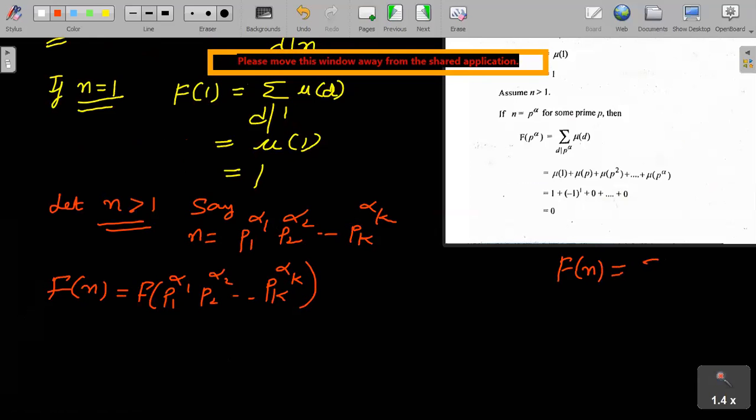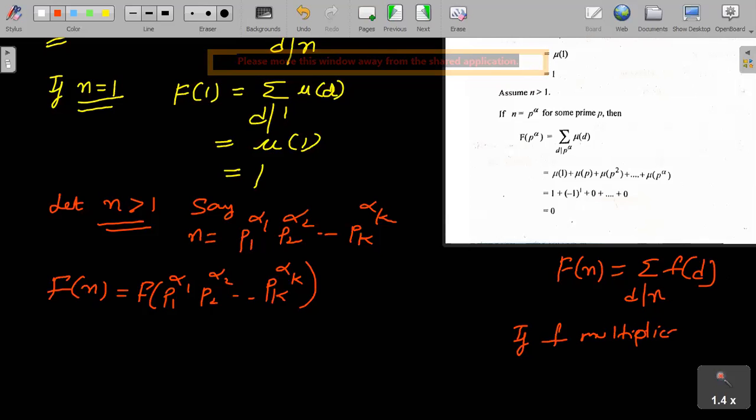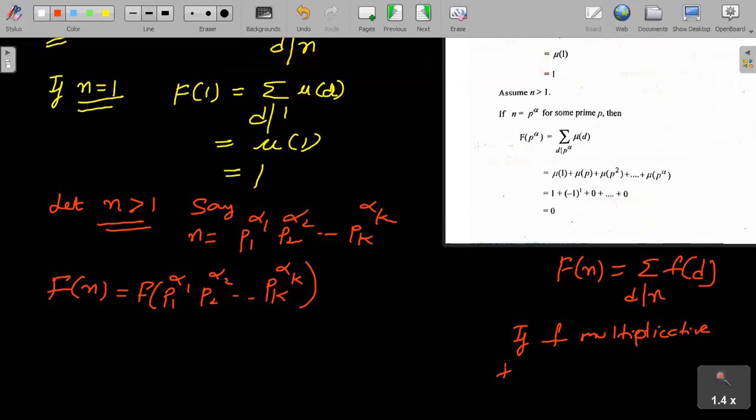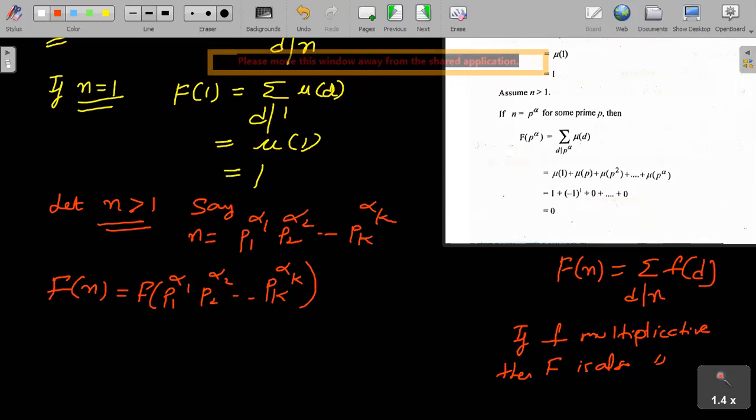is some function in terms of small f, and if f is multiplicative, remember, then capital F is also multiplicative. We proved this article. So if capital F of n is some function in terms of small f, and if this right hand side is multiplicative, then the left hand side is also multiplicative. If small f is multiplicative then capital F will also be multiplicative.